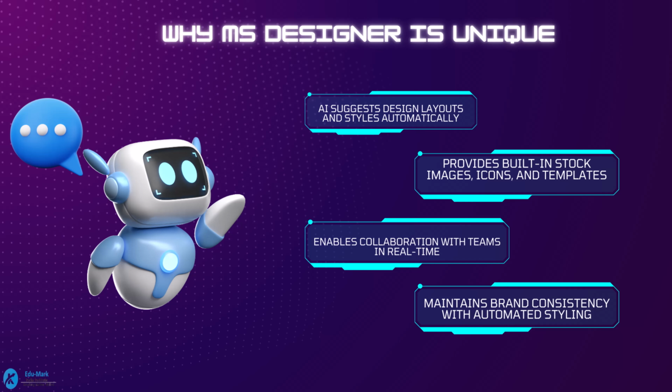The second unique feature is the built-in library of stock images, icons, and templates. Let me explain why this matters more than it might initially seem. In my experience, one of the biggest time sinks in creating visual content is sourcing the visual elements you need. You have a concept for a design, but you need a photo that matches that concept. So you go to a stock photo website and start searching. 20 minutes later, you are still scrolling through pages of results, finding images that are close, but not quite right.